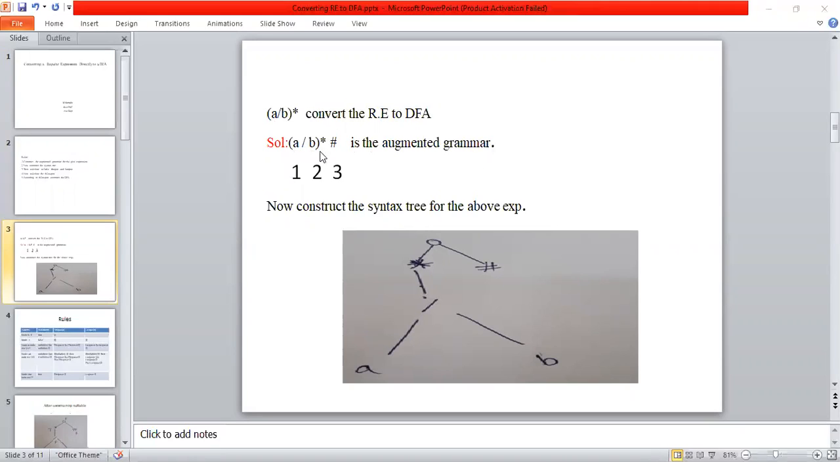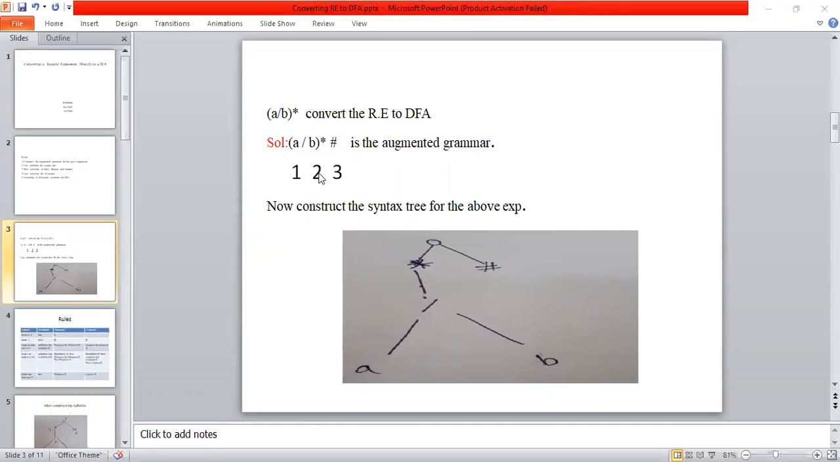The augmented grammar is nothing but the same expression, (a|b)*, with a # symbol added at the end of the expression. This entire thing is called the augmented grammar. Once the augmented grammar is done, give numbers to the symbols. In this expression I have a, b and the hash symbol. So a is number 1, b is number 2 and hash is number 3.